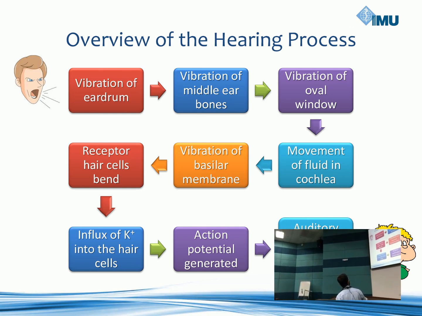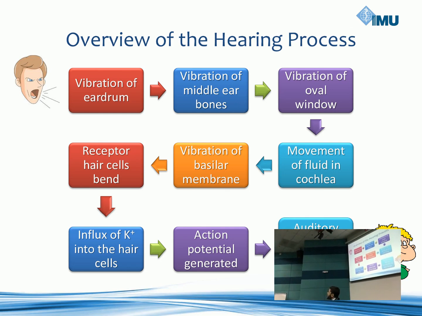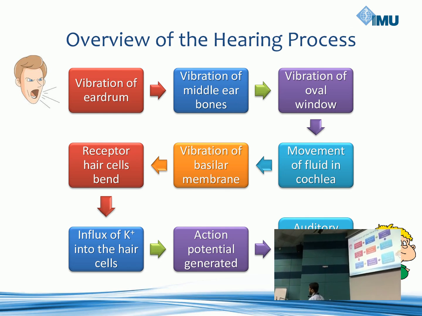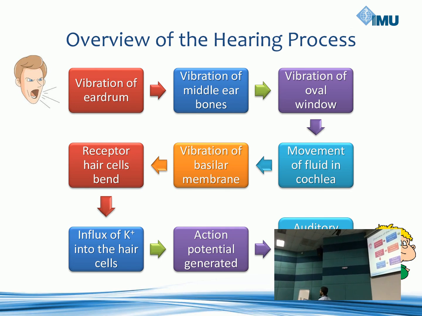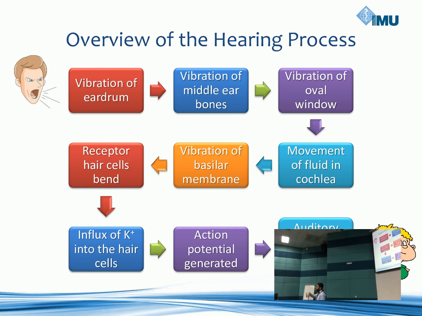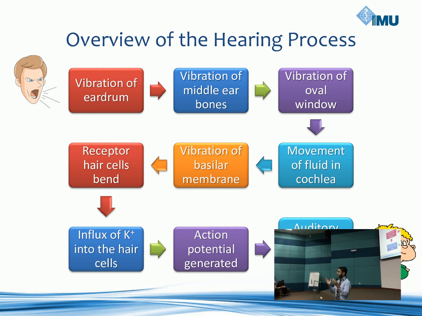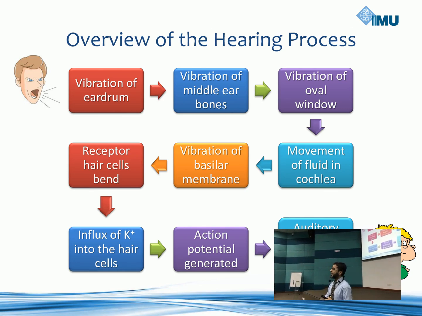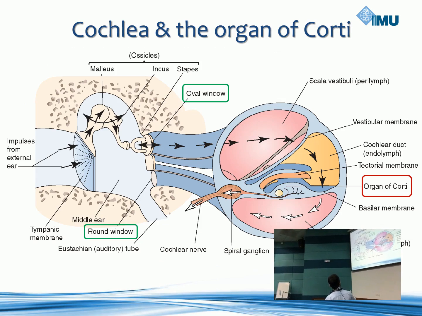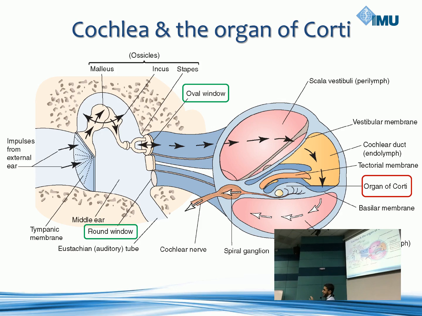Now these receptor cells are different from other receptor cells because usually depolarization is caused by movement of sodium into the cells. But these cells are present in a fluid which is high in potassium. So in this case, it is the inward current of potassium that leads to depolarization. And the receptors will then send the signal through the cochlear nerve to the brain.